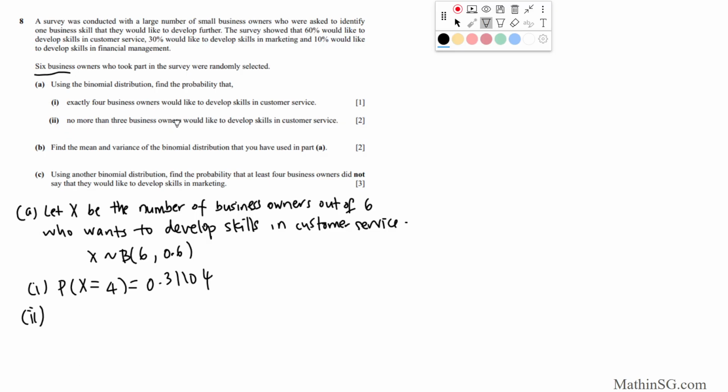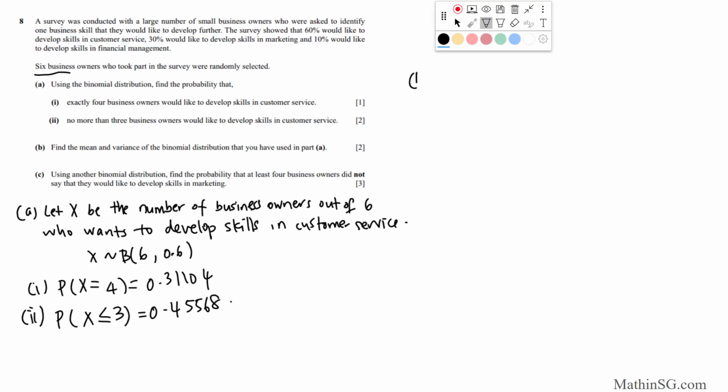Next, no more than 3 business owners would like to develop skills in customer service. So no more than 3 means less than or equal to 3. Okay, so this is binomial CDF. Type it into your calculator, you get 0.45568.